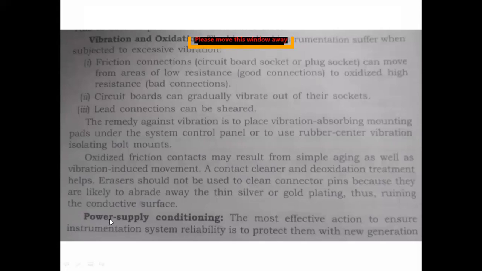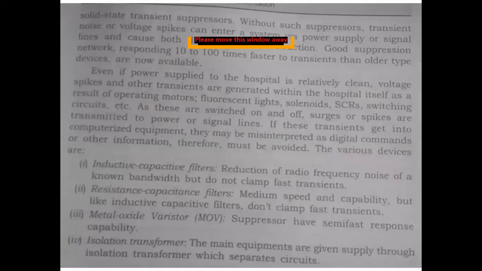And the next one is power supply conditioning. It is also very important while maintaining, diagnosing and repairing patient monitoring equipment. So the most effective action to ensure instrument system reliability is to protect them with the new generation solid state transient suppressors.